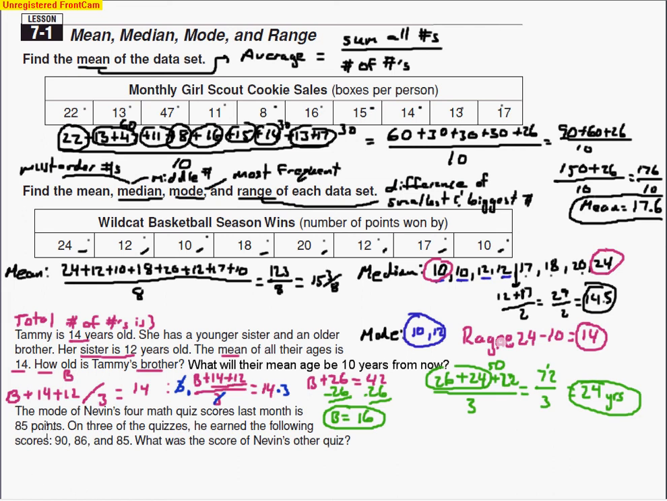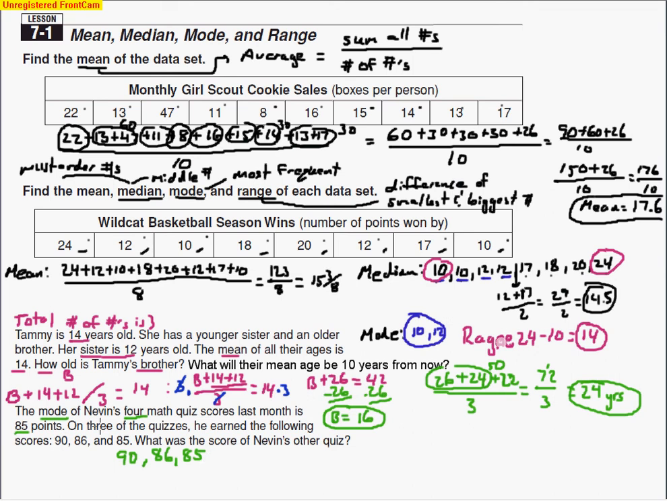Here we've got the mode of Nevin's 4 math scores last month is 85. Okay, that's his mode. That's the most frequent, 85. On 3 quizzes, he earned the following scores. Okay, so he had 90, he had 86, he had 85. What is the score of the other quiz? Well, he has 4 quizzes, so we're missing 1.